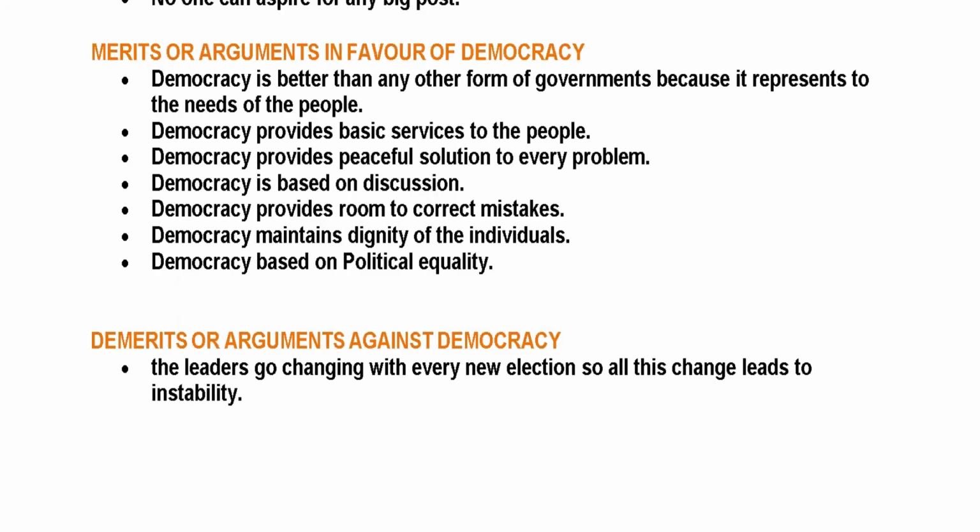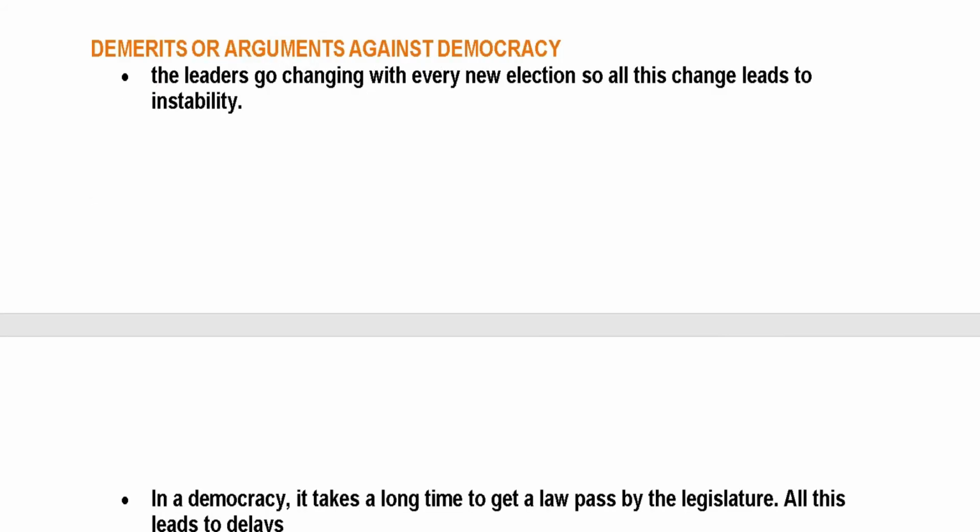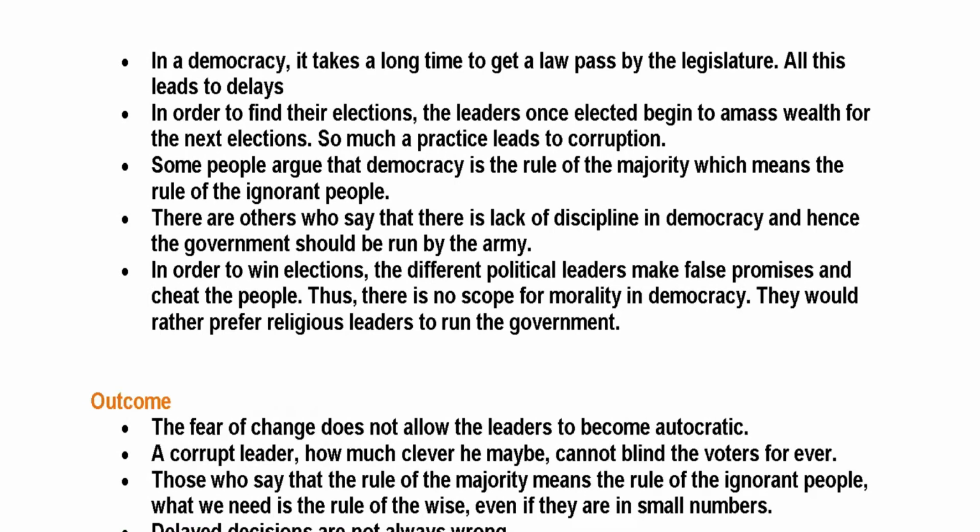Next heading, demerits or arguments against democracy. So first, the leaders keep changing with every new election. All this change leads to instability. Next, in a democracy, it takes a long time to get a law passed by the legislature. All this leads to delays. In order to fight elections, the leaders once elected begin to amass wealth for the next elections. Such a practice leads to corruption.